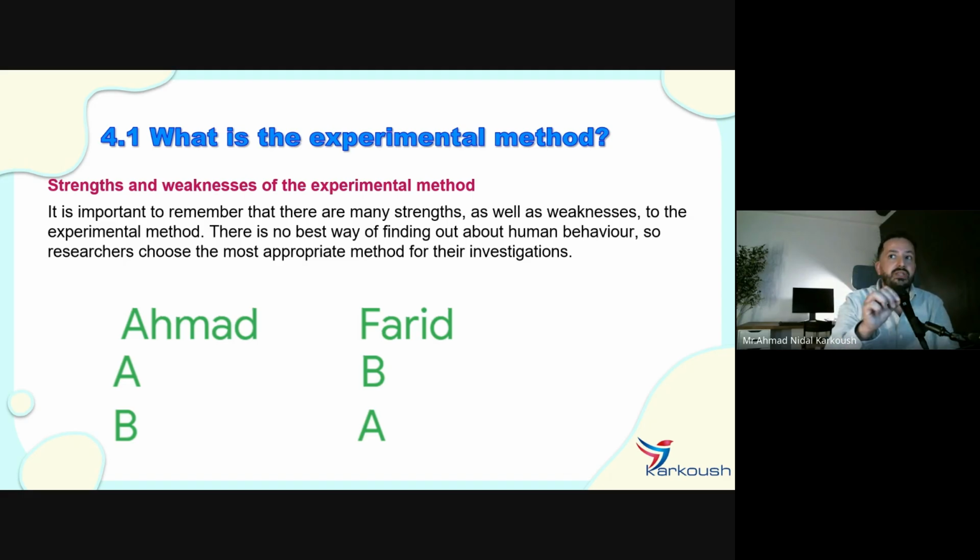Now, there is a strength and weakness of the experimental method. It is important to remember that there are many strengths as well as weaknesses to the experimental method. And this is an exam question. It comes in every exam. Evaluate the experimental method. To evaluate the experimental method is to mention its strengths and weaknesses. There is no best way of finding out about human behavior. So researchers choose the most appropriate method for their investigation. That's something you need to keep in mind.